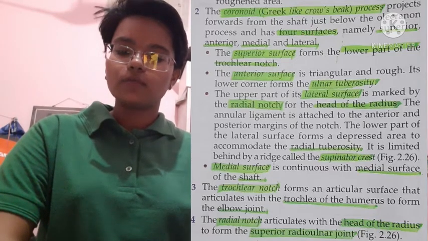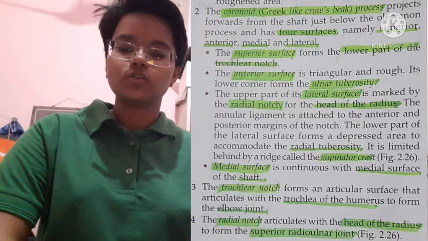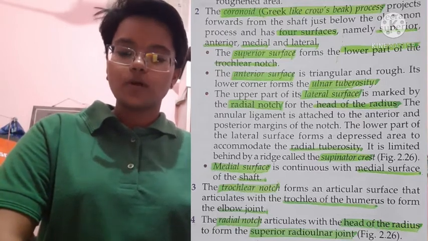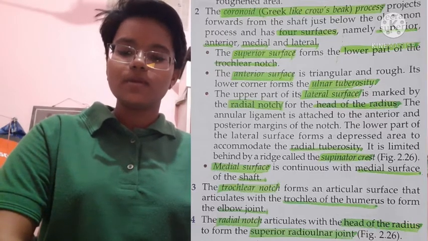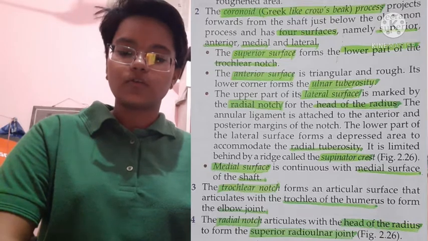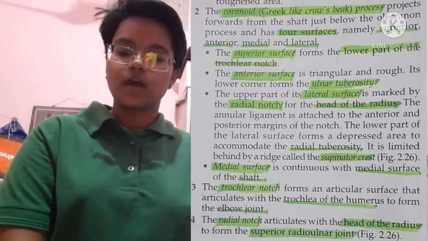The upper part of the lateral surface is marked by the radial notch for the head of the radius. The annular ligament is attached to the anterior and posterior margins of the notch. The lower part of the lateral surface forms a depressed area to accommodate the radial tuberosity. It is limited behind by a ridge called the supinator crest. The medial surface is continuous with the medial surface of the shaft.